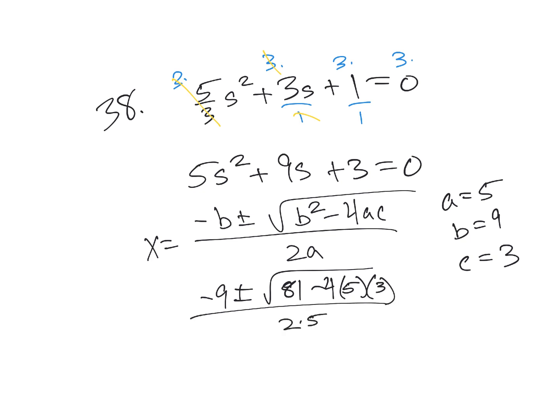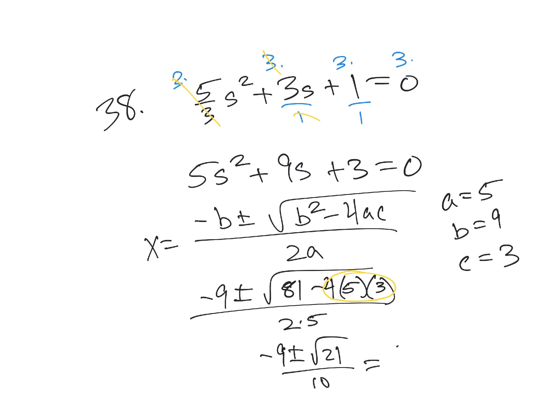So under the radical, 4 times 5 times 3, 20 times 3 is 60. So that's negative 60. 81 minus 60 is 21. So it's negative 9 plus or minus the square root of 21 over 10. Now 21 doesn't simplify any further. And this is far enough for me.